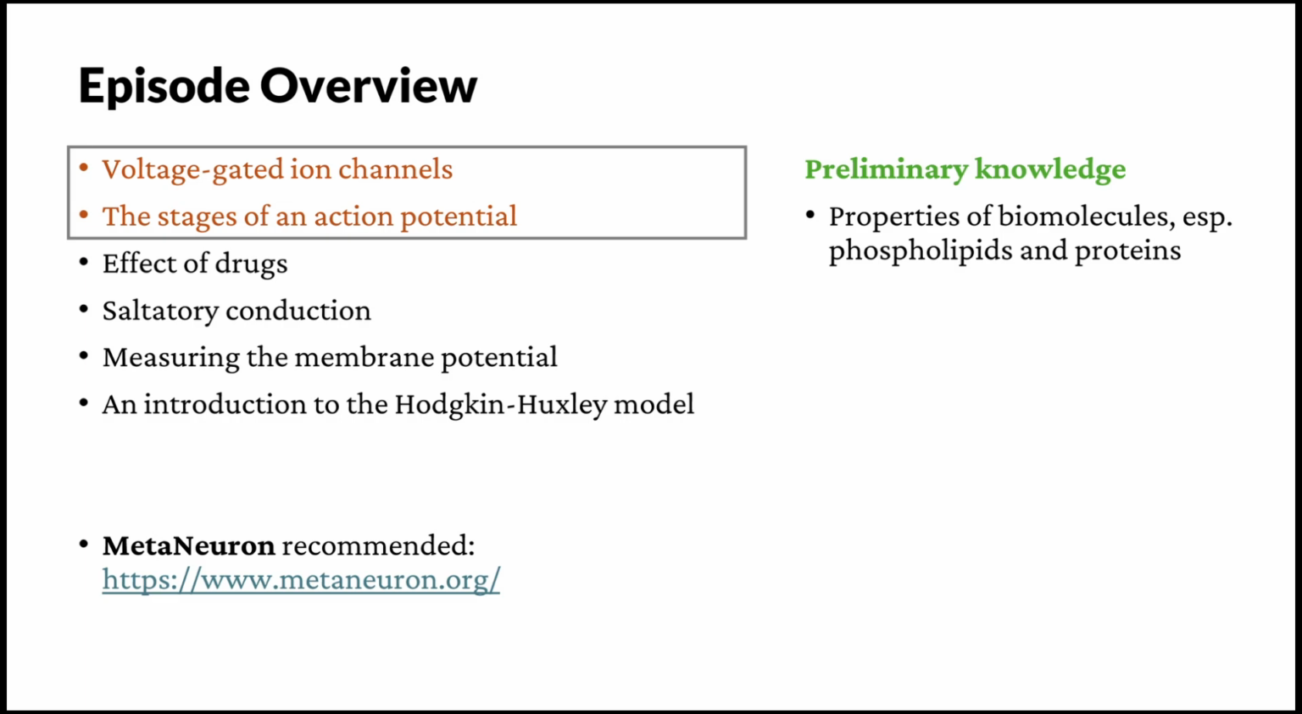First, we are going to start again with proteins, especially voltage-gated ion channels. And then in this half episode, we are going to talk about all the stages of an action potential. In the next episode, we will see the effect of drugs on action potentials. We will talk about the conduction and transmission of action potentials, then how to measure the membrane potential, and we will introduce a model, the Hodgkin-Huxley model, that uses mathematics to describe the behavior of neurons.